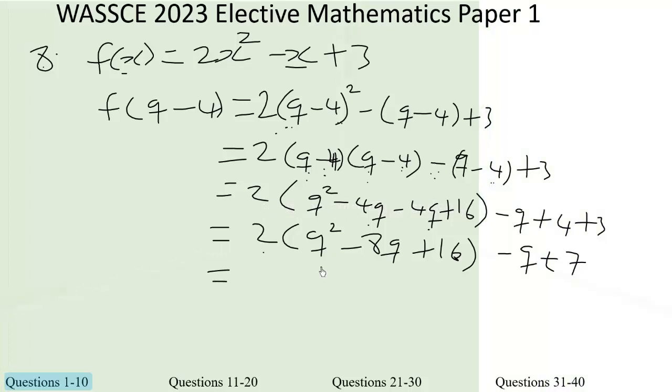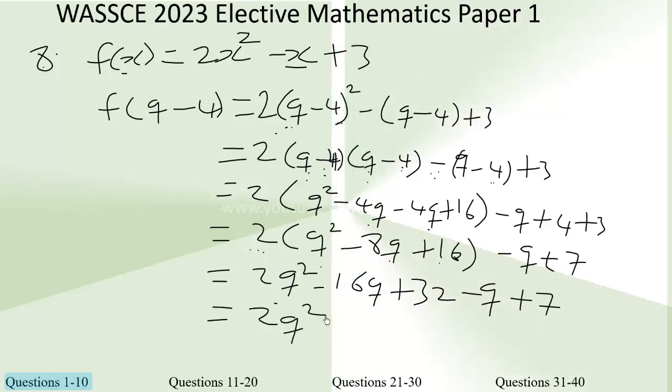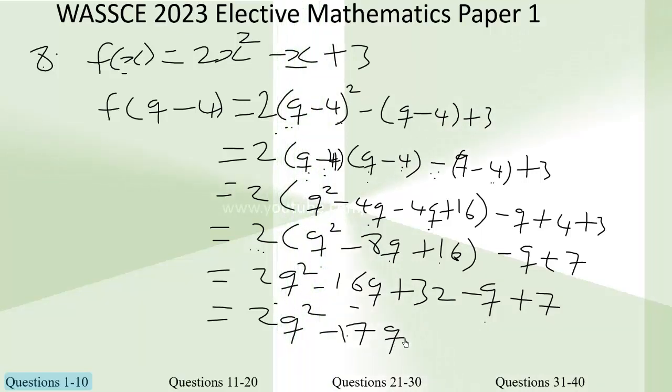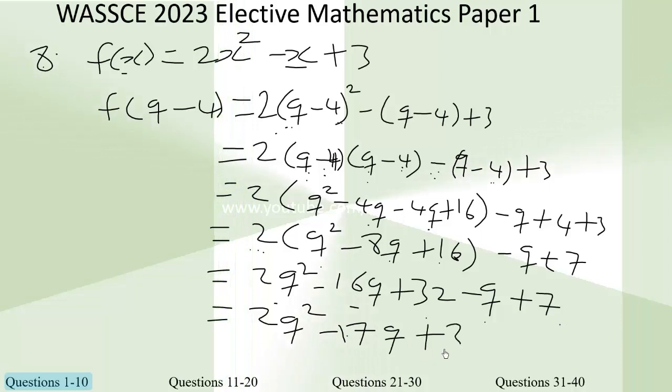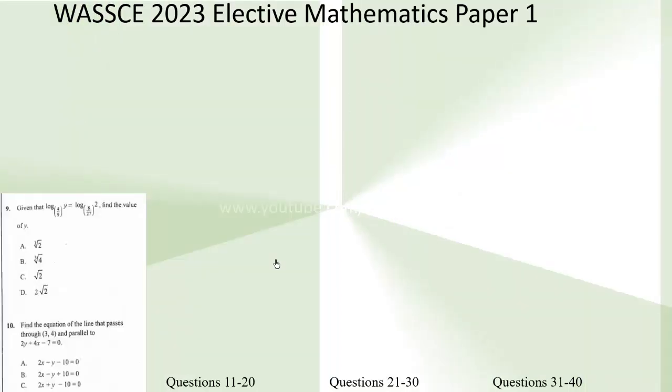So we have 2 times q squared is 2q squared. 2 times negative 8q is negative 16q. 2 times 16 is 32, minus q plus 7. So this will give us 2q squared, negative 16q minus q is negative 17q. Then we have 32 plus 7 is 39. So that is f of q minus 4 for you. So that will be option A. Option A is correct. So let's now consider question number 9.